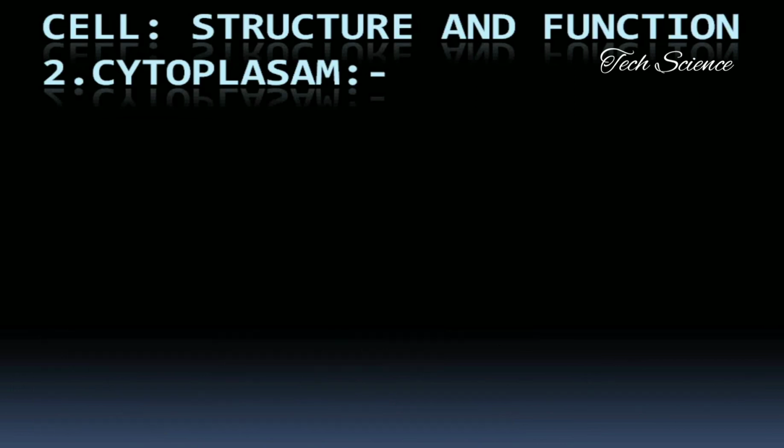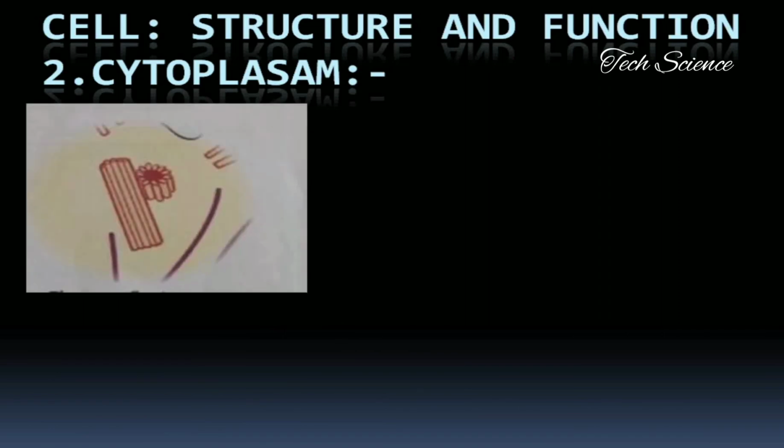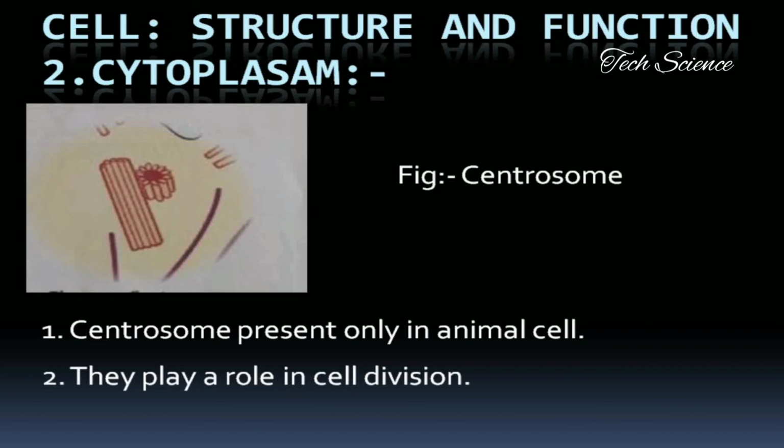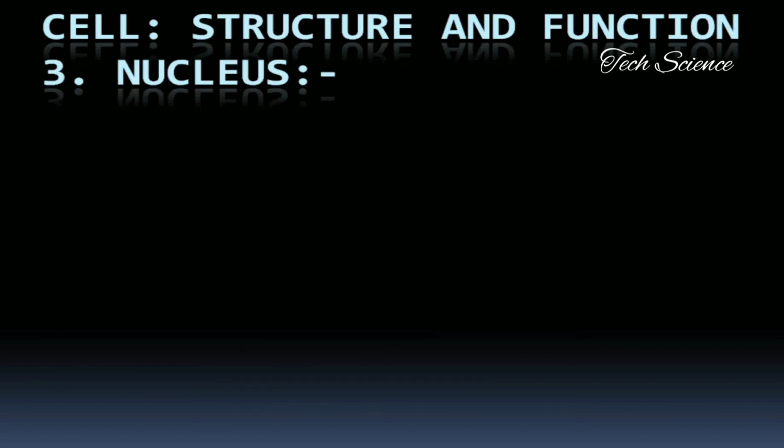One more we have, and this diagram is of the centrosome. It is a cell organelle which is present only in animal cells, not in plant cells. Again, this is a differentiation point, and it is used basically for cell division. So these are some of the parts of the cytoplasm.